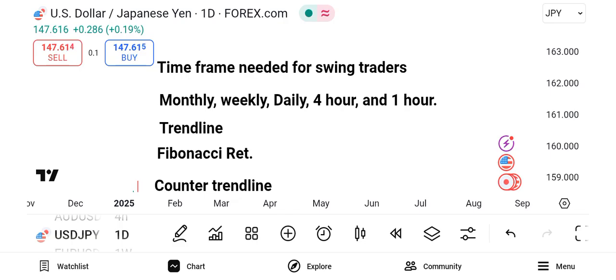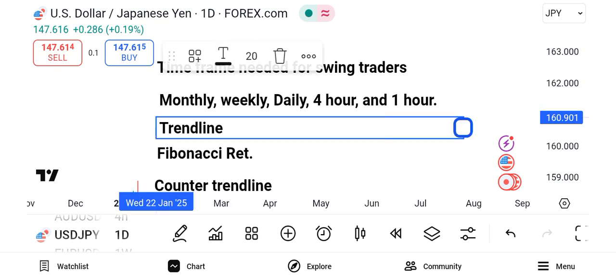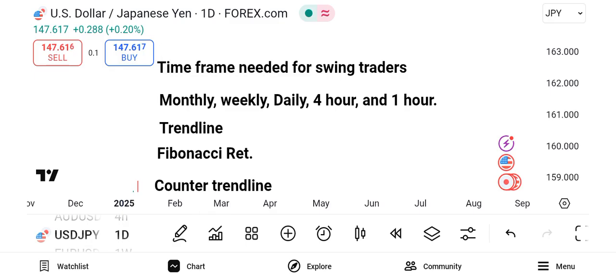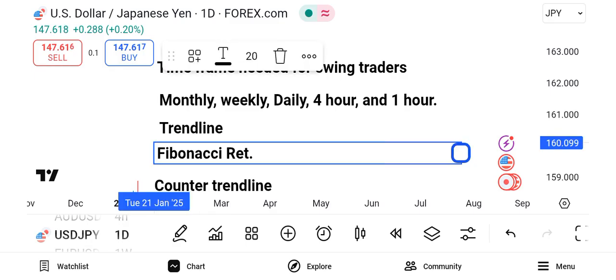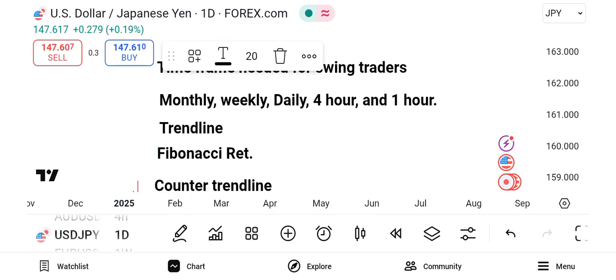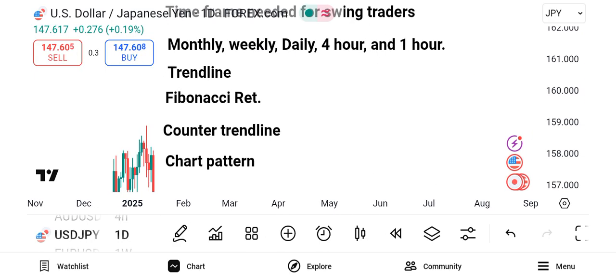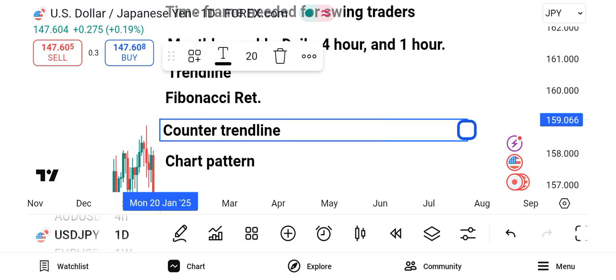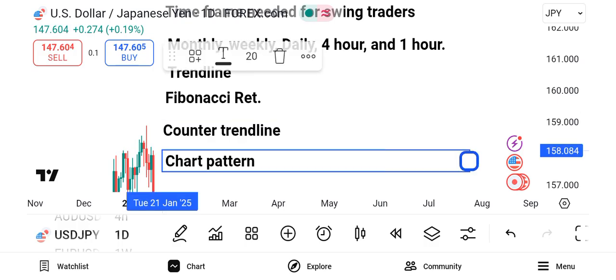With that being said, what we need is a trend line. I will also be doing that. A trend line is very important. The second one we need is a Fibonacci retracement tool, which I will also be showing you in this video. The third one is a counter trend line, and the last one is a chart pattern.